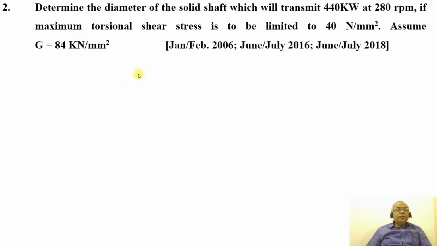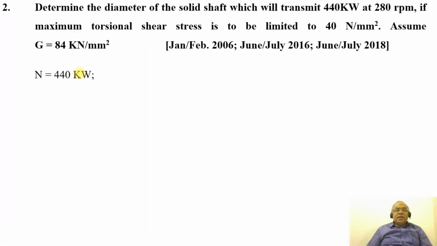Now, in this video, we are going to take up one more problem. Problem number 2 reads: determine the diameter of the solid shaft which will transmit 440 kilowatt at 280 RPM. If the maximum torsional shear stress is to be limited to 40 Newton per mm square, assume G is equal to 84 kilonewton per mm square.